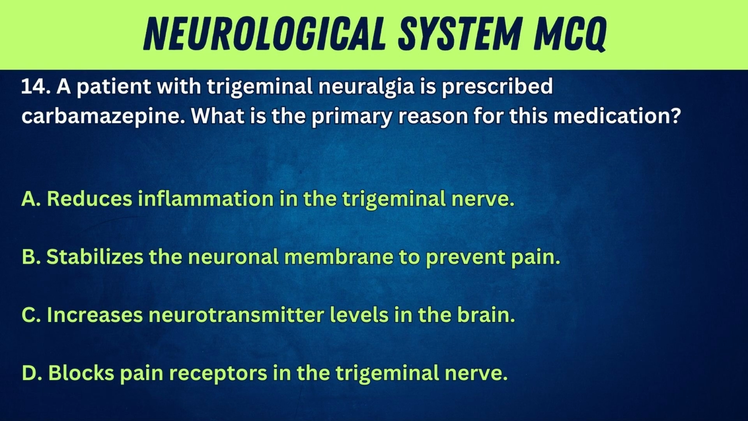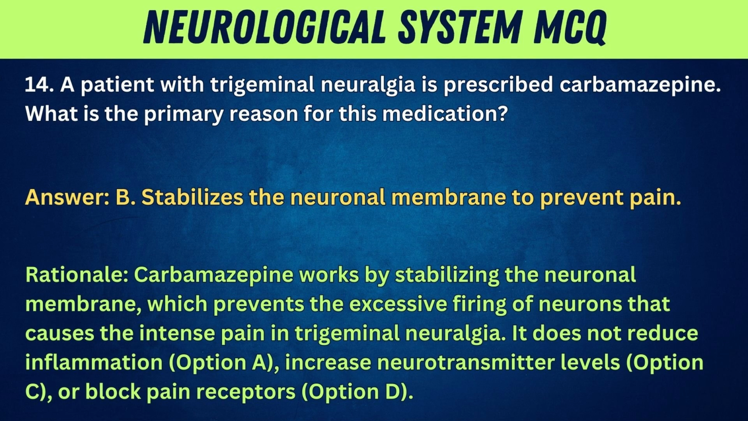14. A patient with trigeminal neuralgia is prescribed carbamazepine. What is the primary reason for this medication? A. Reduces inflammation in the trigeminal nerve. B. Stabilizes the neuronal membrane to prevent pain. C. Increases neurotransmitter levels in the brain. D. Blocks pain receptors in the trigeminal nerve. Answer: B. Stabilizes the neuronal membrane to prevent pain.